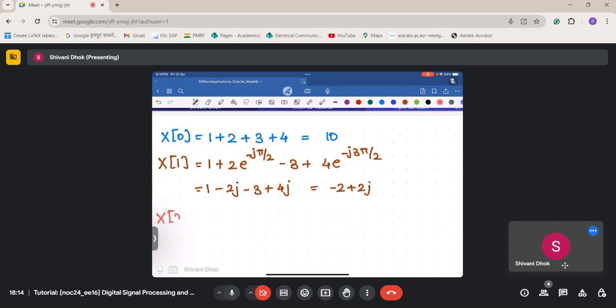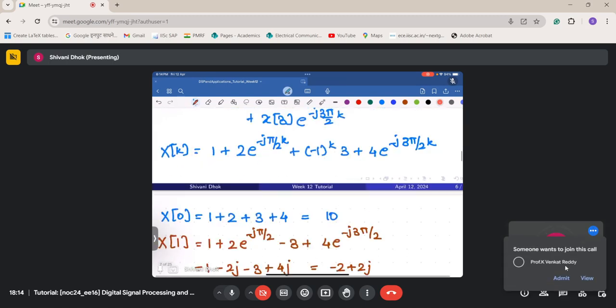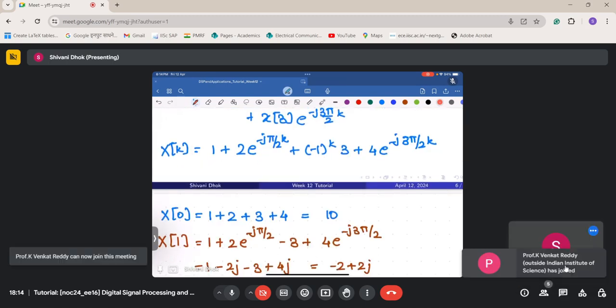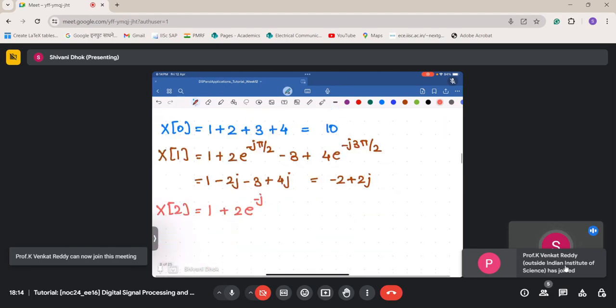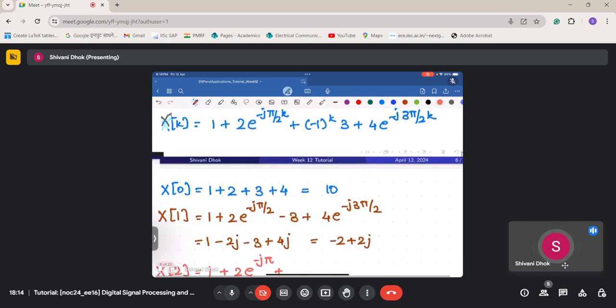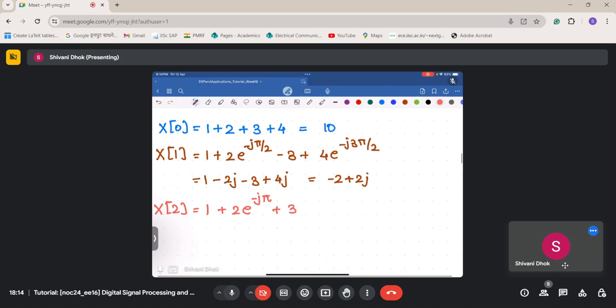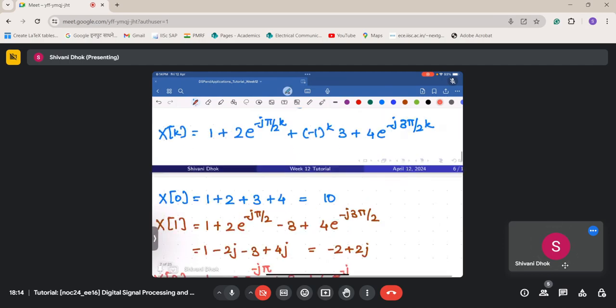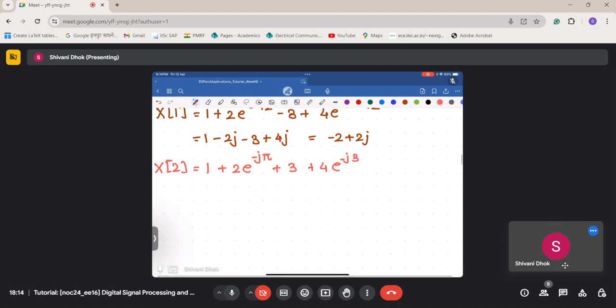Then we have x of 2, which is equal to 1 plus 2 into e power minus j pi by 2 into 2, which is equal to pi, plus 3 into minus 1 to the power 2, which is 1, plus 4 into e power minus j 3 pi, which is equal to 1 minus 2 plus 3 minus 4. And if I solve this, this comes out to be equal to minus 2.